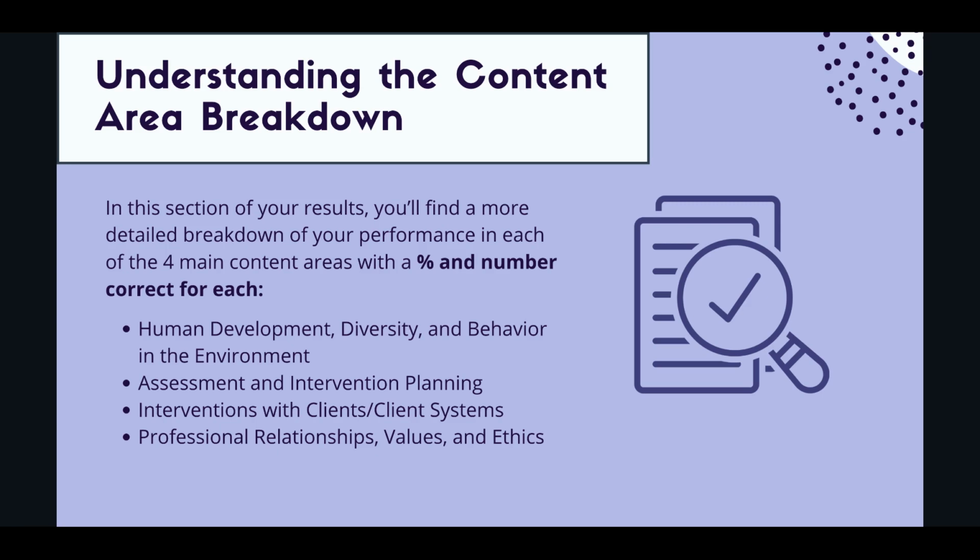Either if you use the Agents of Change program, we review that pretty comprehensively, or if you just looked at the PDF on the ASWB website, you'll see those same 4 categories. So I already mentioned the first 2. The third one is interventions with clients and client systems. And the fourth one is professional relationships, values, and of course, our favorite, ethics. So those 4 sections, you'll get the breakdown, and that will be your roadmap for passing the next time around.